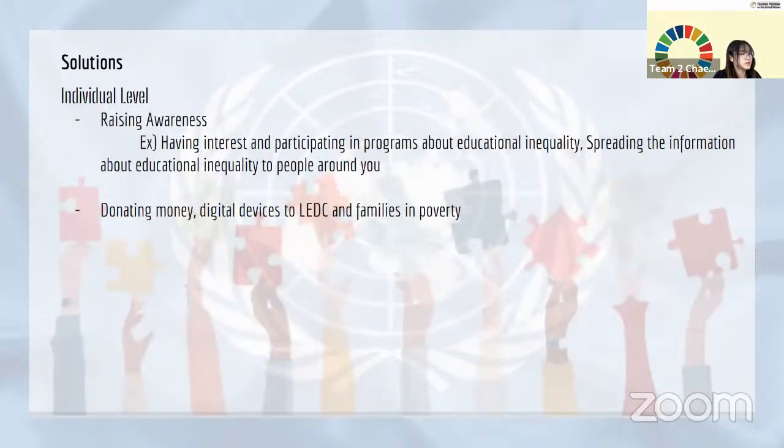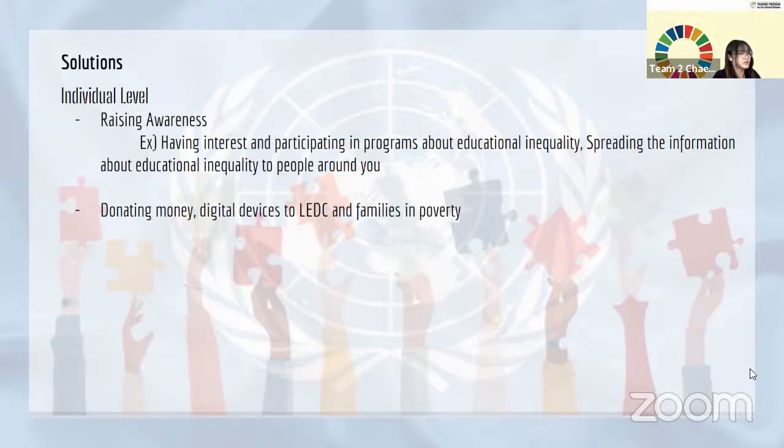Next, the solutions that the individuals can help. The first solution will be to raise awareness. Through this, we can make a campaign, have an interest in education inequality, or spread the information about educational inequality to people around us.